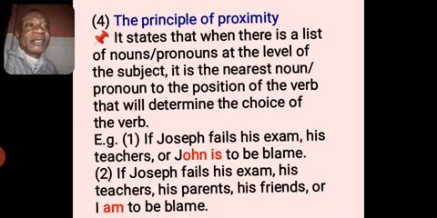It simply states that when there is a list of nouns or pronouns at the level of the subject, it is the nearest noun or pronoun to the position of the verb that will determine the choice of the verb. Very simple. Did you get that?